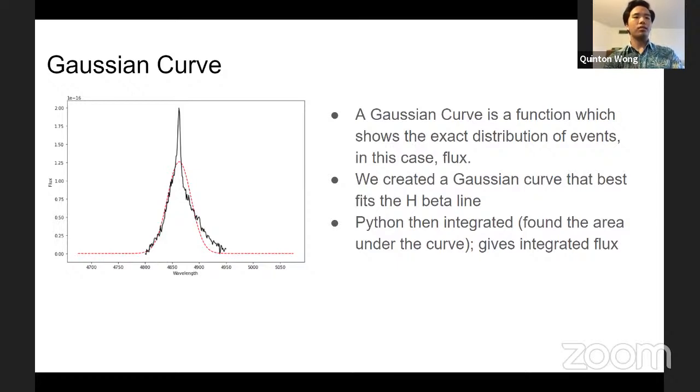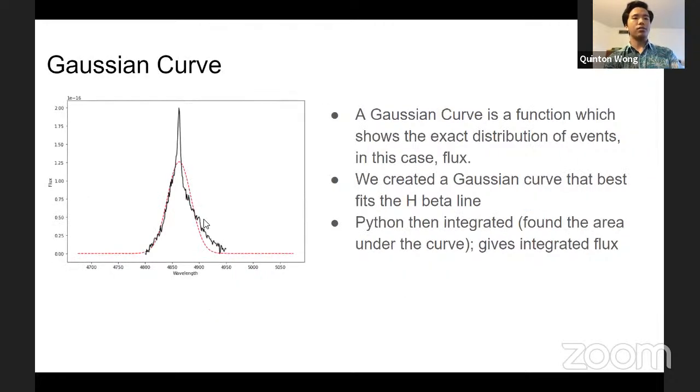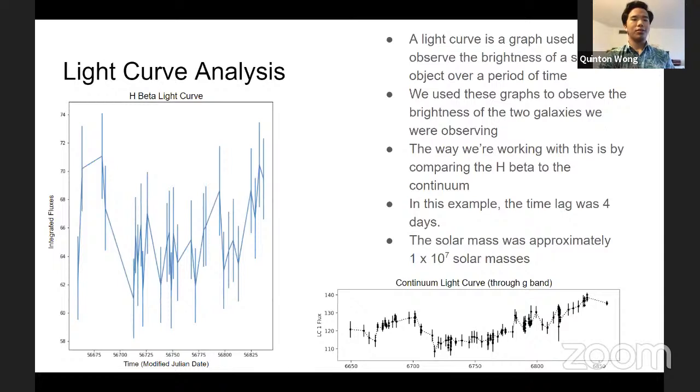And then one thing you may notice from the previous slide is that we have isolated just this part. Part of the way we do that is we set continuums. If you can see on the left part, we set continuums, like a baseline. What that helps us do is set the next slide, the slide after this, at a baseline of 0. And Python, again, we use Python quite a lot for this, then integrates, which basically just means it finds the area under that Gaussian curve, and then it gives us the integrated flux.